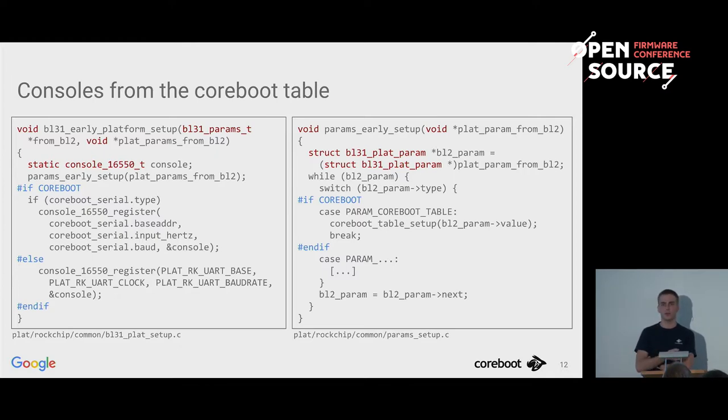So as soon as you have a CBMEM console in coreboot, information about that is passed in the coreboot table, and then Trusted Firmware will automatically register a console driver for that. Once you boot into user land, you can dump the CBMEM console and see all the Trusted Firmware logs right after the coreboot logs.